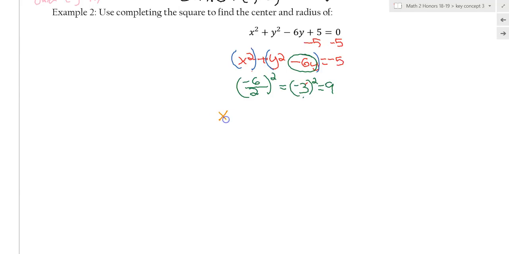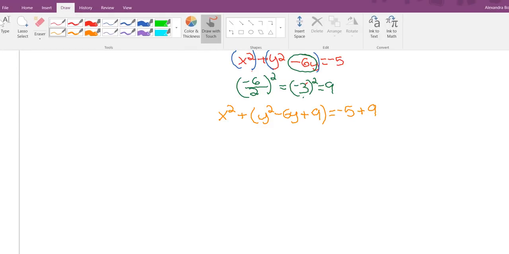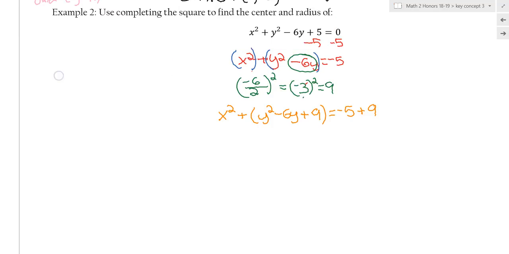Okay, so I have x squared plus, all right, I'm just adding this in. I'm adding 9 to both sides. Then my next step is to write them as something squared, so it's y minus 3 squared. And then I'm also just going to add these, right? Negative 5 plus 9 is 4.